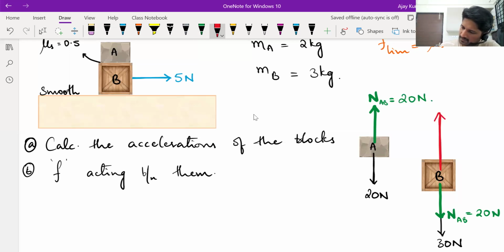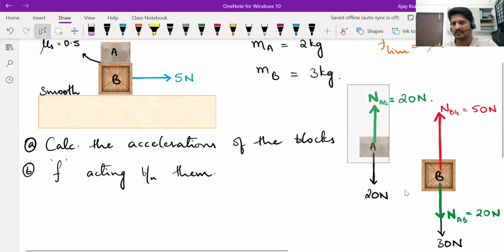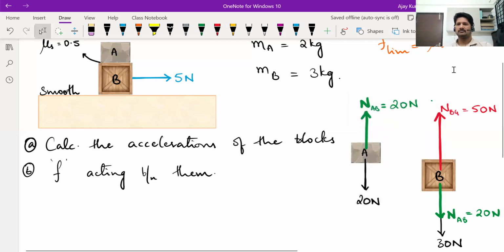Sir, it'll be 50 newtons, sir. Normal force between block B and the ground. Yeah, that will be 50 newtons. It's balancing the weight of both the blocks, you can say. Or it has to keep B in equilibrium. That way also you can say, either way it will be 50 Newton. These are the forces acting on the blocks, apart from friction and that applied force. Vertical forces are these.